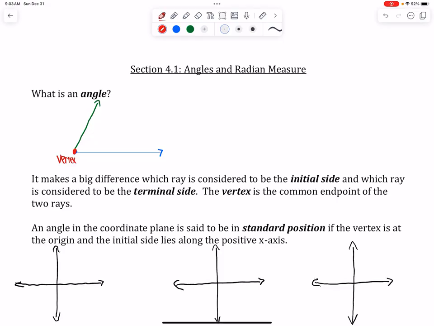When we start talking about measuring an angle, we're going to think of starting with one of our rays and rotating it about the vertex to end up at the other ray. And it makes a big difference which ray is our starting ray and which ray is our ending ray. The ray that we start with, we're going to call the initial side of our angle. And then the ray that we end with, we're going to call our terminal side.